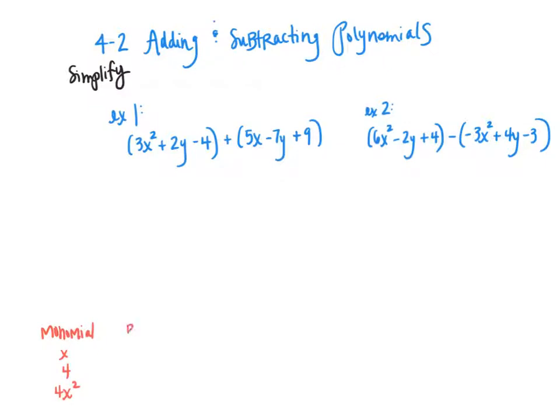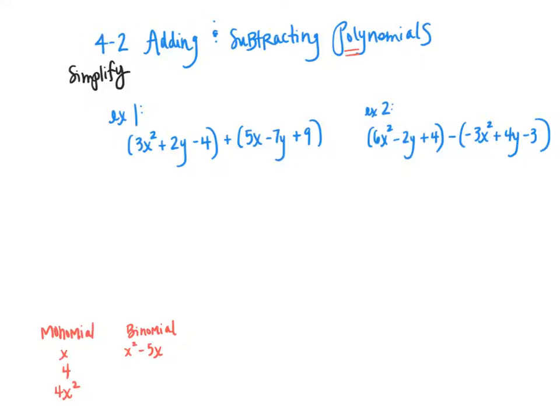Binomial, of course, would be two terms that you couldn't combine. So for instance, x squared minus 5x. That would be considered a binomial. Two terms. Trinomial has three terms. So when we talk about poly, it just means more than one term.